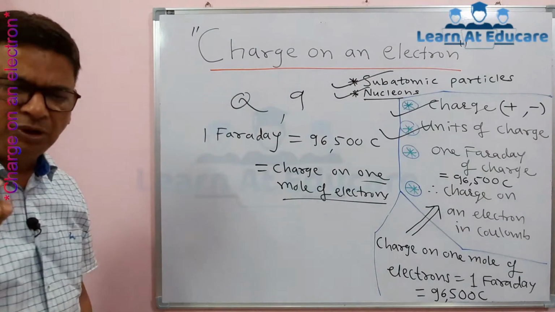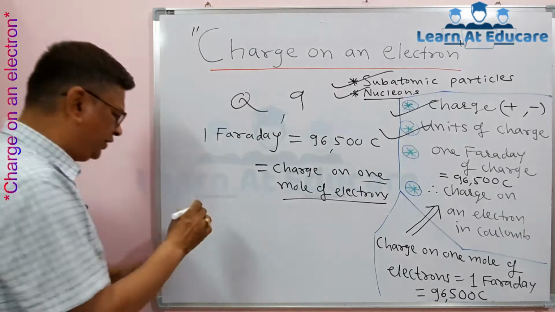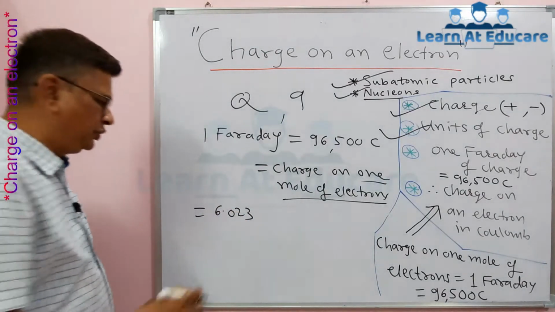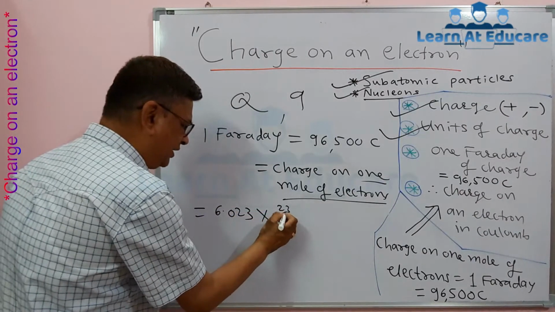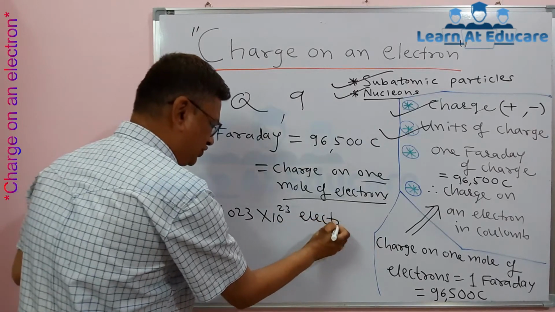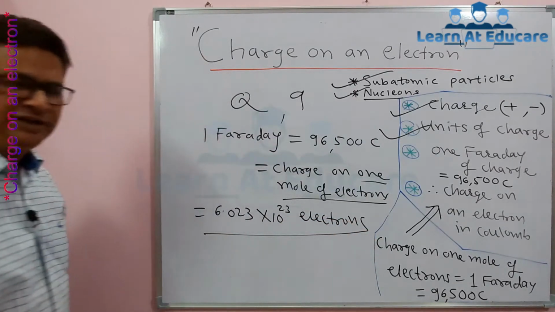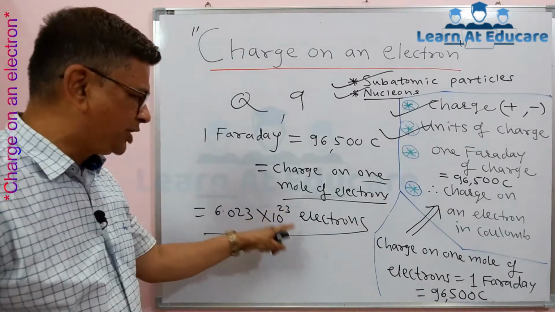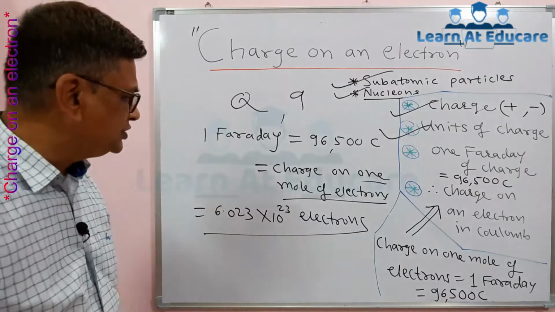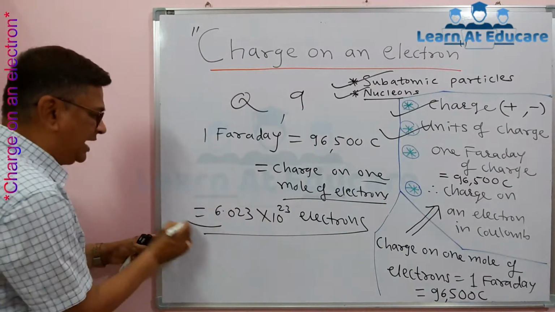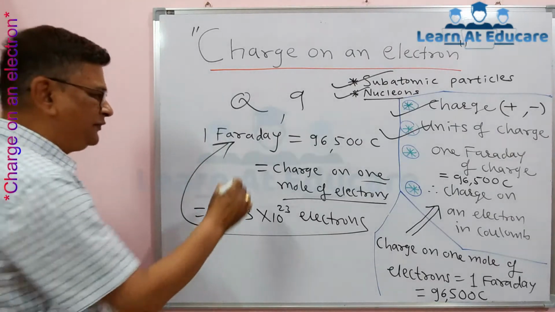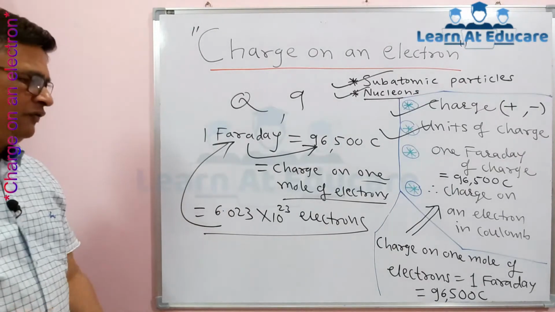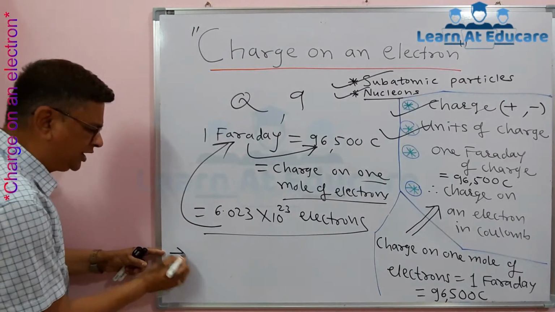So it is very important to know 1 mole of electrons, and we already know 1 mole means 6.023 into 10 raised to 23 electrons. So until now we have the conclusion that 6.023 into 10 raised to 23 electrons, that is 1 mole of electrons, have the total charge of 1 Faraday, and that 1 Faraday in Coulomb is 96,500 Coulomb.